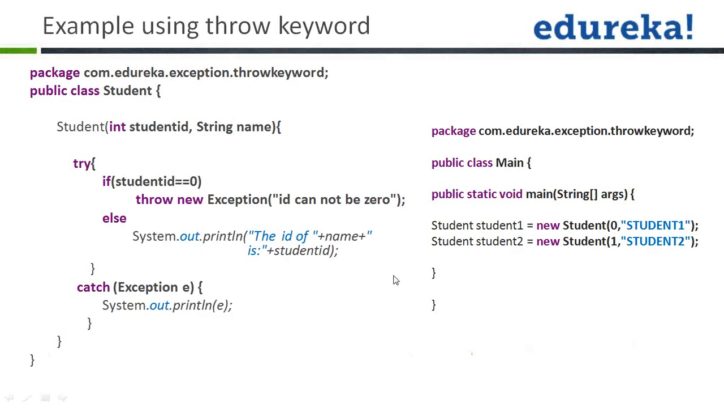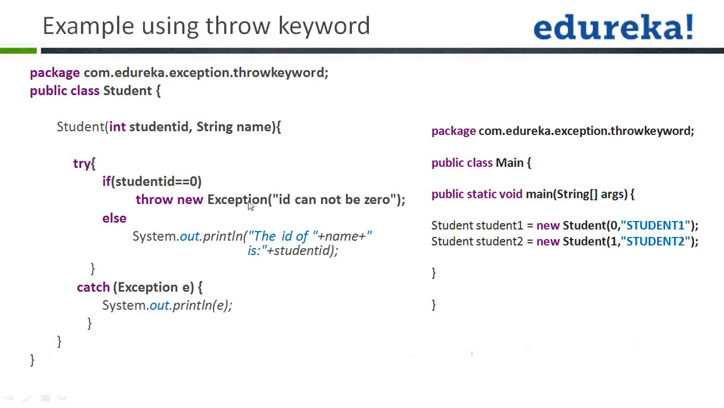Okay. So let's see the example of a throw keyword now. So you've got a package. Now you have a class that is student. In that, the constructor of the class takes two parameters, one integer student ID and second string name of the student. You open up the try block. Within that, you check whether the student ID is 0 or not. And if it is 0, it throws new exception, ID can't be 0. Else, it prints out the ID and the name of the student right here.